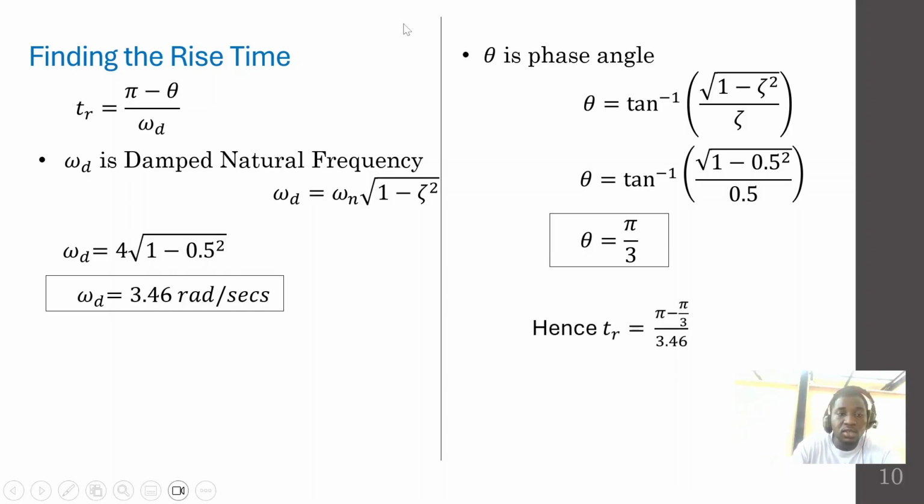Mind you, we said the formula for finding the rise time of a second order system is given as T R equals pi minus theta over omega d. Substituting that into the formula, we get the rise time to be 0.605 seconds.